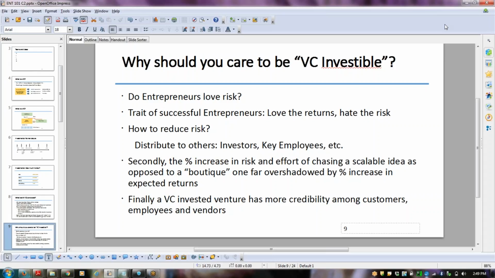Now you can't chicken out, right? What do you think about entrepreneurs? Are they people who are scared about taking risk? They are not scared about taking risk. Entrepreneurs are people who take big risk and who reap bigger rewards. Those are the kind of people entrepreneurs are. So what is the trait of a successful entrepreneur? The entrepreneur loves the returns. You know, it's human nature. They love the returns, but they hate the risk. They don't want to take too much risk.